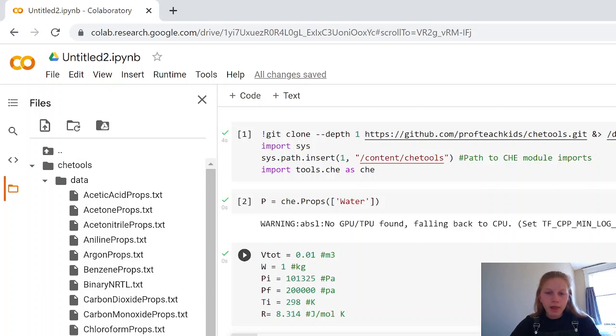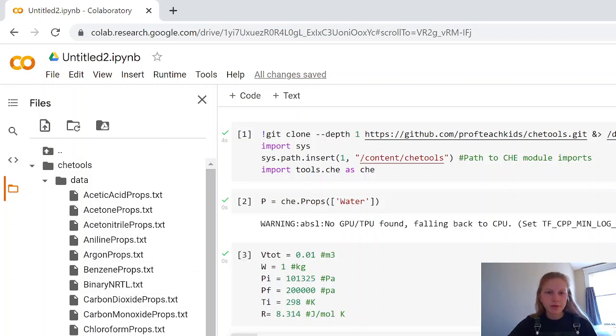total minus, and then in order to get the volume of the water, we need to use our density formula. So we have the mass of the water, which is our water, divided by, and then in order to get density from our file here, it's P dot rho, and we also want that at the initial temperature. And then we're going to divide all of that by gas constant times initial temperature.